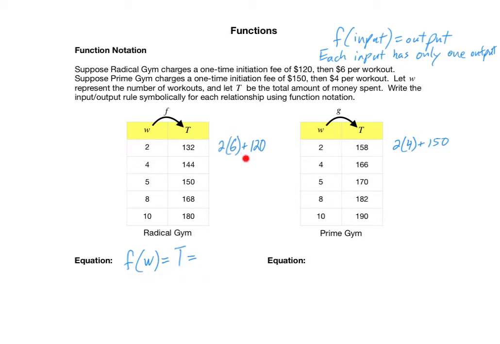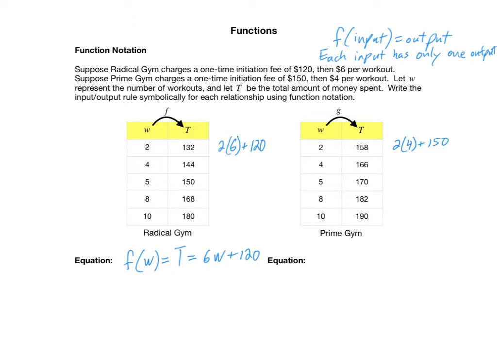Well, that's by looking closely at this. Ultimately, you take the number of workouts, multiply it by 6, because that's how much each workout costs, and then you add in the initiation fee. So we're going to take the number of workouts w, multiply it by 6, because that's how much each workout costs. Then we also need to add on the initiation fee of $120. This is the symbolic relationship between the number of workouts and the total amount of money spent for Radical Gym in function notation.